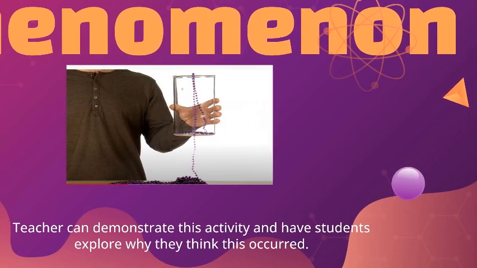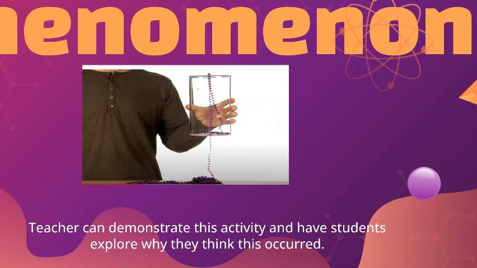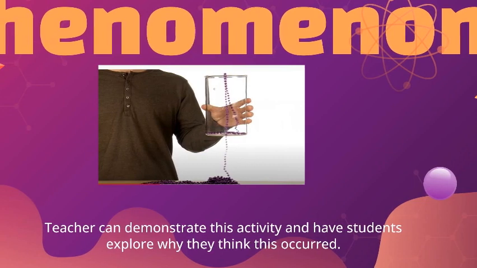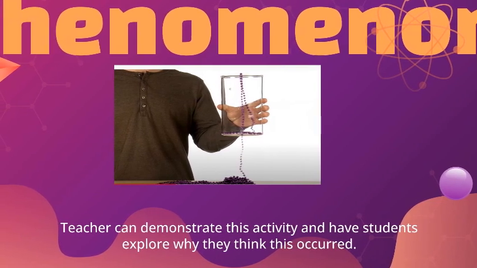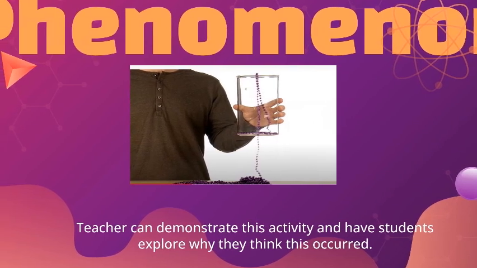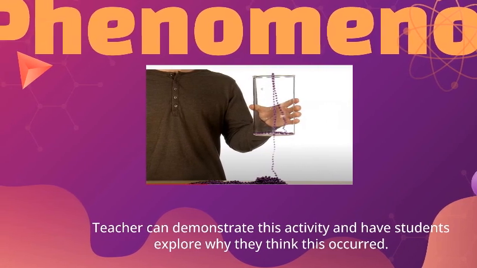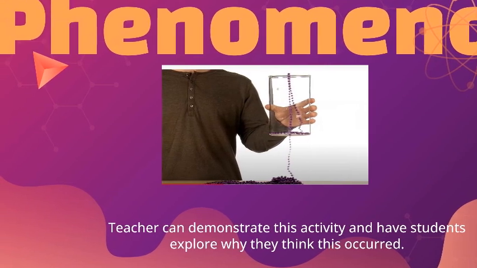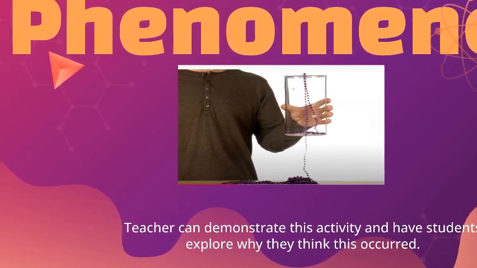Let's start out with the phenomenon, inertia beads. So you start out with a beaker filled with a long string of beads, and the teacher can demonstrate this activity and have the students explore why they think it occurred. You just tug on the end of one of the beads that are hanging out, and then they'll see through inertia all of the beads continue to stay in motion, and eventually the beaker is empty. There is a link to a video clip that shows how to do this.